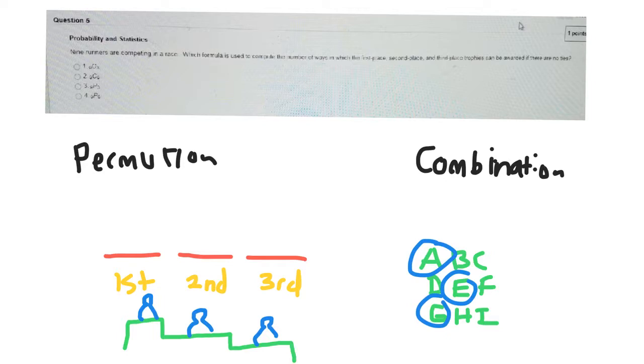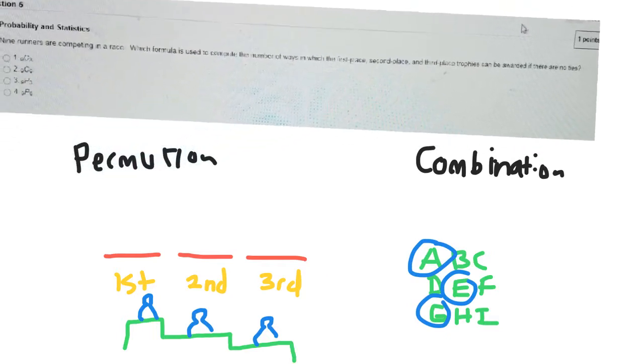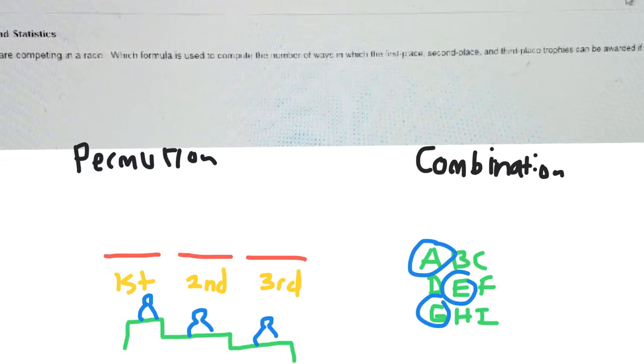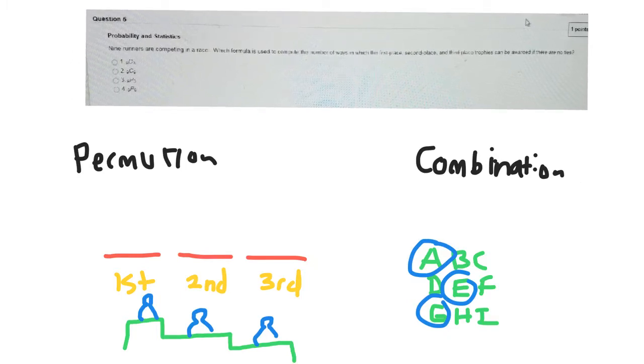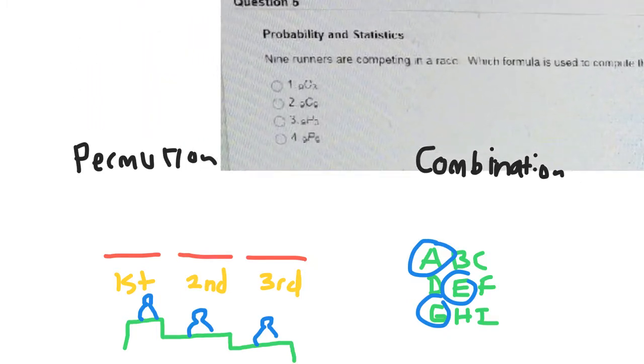So the question is, okay, great, what do I do when the order matters? There is a way of figuring out how many permutations there are, which we could discuss later if need be. But notice how the question doesn't really require us to make that calculation. What is it asking? It's only asking which formula is used to compute the number of ways in which the first place and so on. So on this test, you have to be careful to not do too much work. You don't necessarily need to do the calculation. All you need to do is figure out which formula you're using.